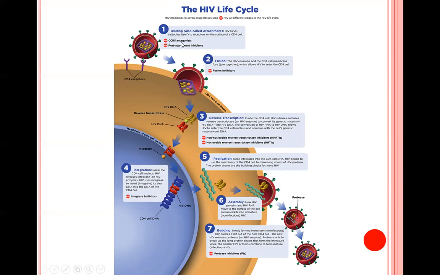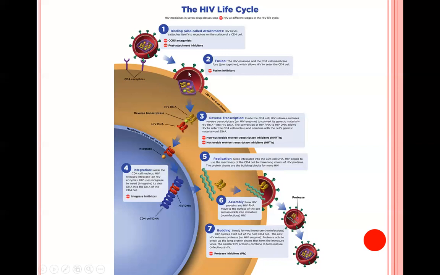So CCR5 is an antagonist, so it's going to interfere with its ability to attach to a receptor. Post-attachment inhibitor. Here's another stop, a full stop. It's going to affect the ability of the HIV virus to even attach to a receptor on a CD4 cell. But let's say it does attach.